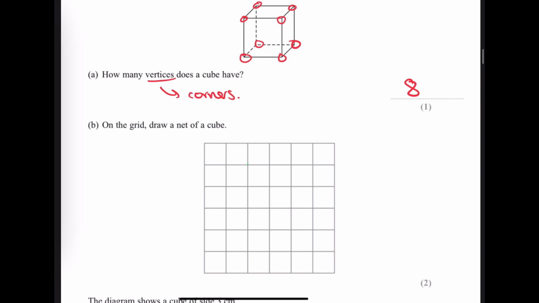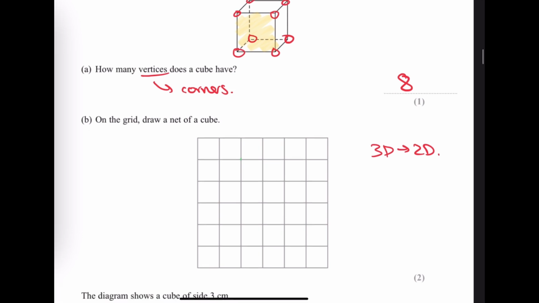B. On the grid, draw a net of a cube. A net of a cube basically means when you open the cube up and change it from 3D to 2D, that is the shape that it is going to be, so that you can just put it back together. First thing we are going to do is our base. So we choose a side and that's our middle. So then we put it right into the middle over here.